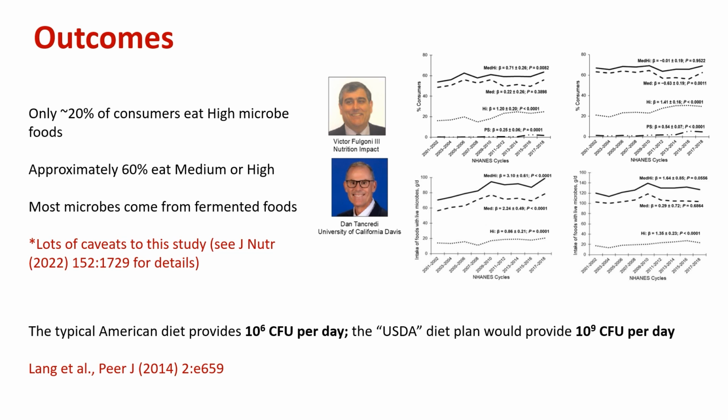Now, there are lots of caveats to this study, and I want you to see the original paper for the details. I'm only giving you a really high-level view of it now. There's another paper that was published a few years back as well, which drew essentially the same conclusion, that the typical American diet only provides about 10 to the 6 CFU, colony-forming units per day, but the recommended USDA diet plan, which is much more varied, of course, would provide 10 to the 9 CFU per day. So people are not getting the number of CFU that are recommended by the USDA, and certainly people are not getting exposed to many high microbe foods.